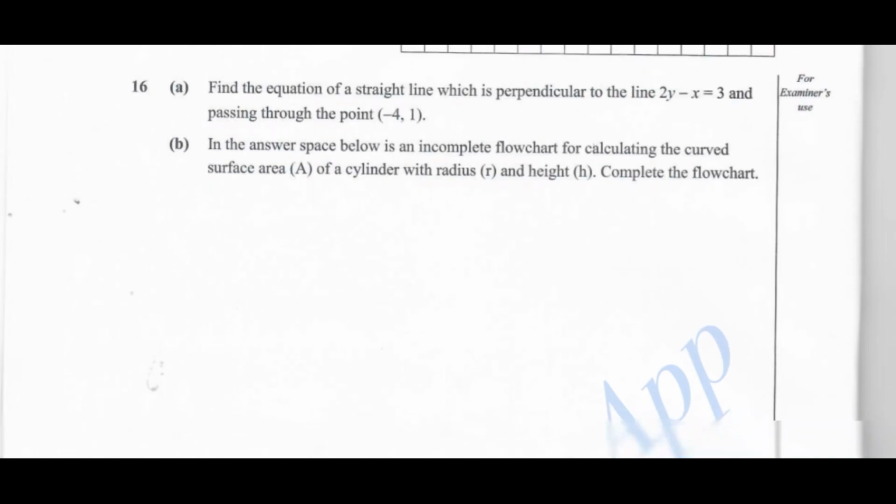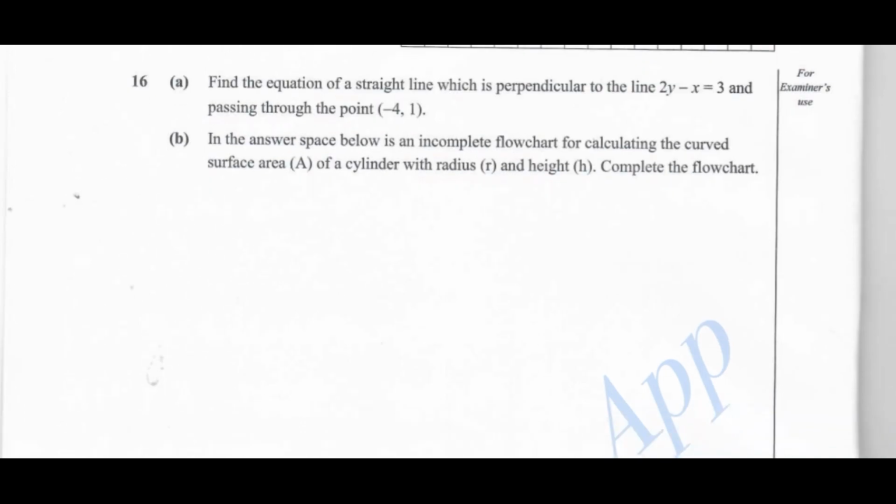Then we move on to question 16a. Find the equation of a straight line which is perpendicular to the line 2y minus x is equal to 3 and passing through the point (negative 4, 1). So what are we supposed to do? We write our equation.